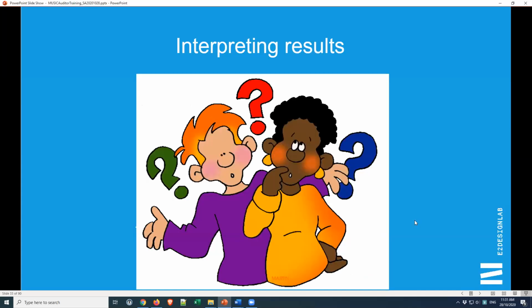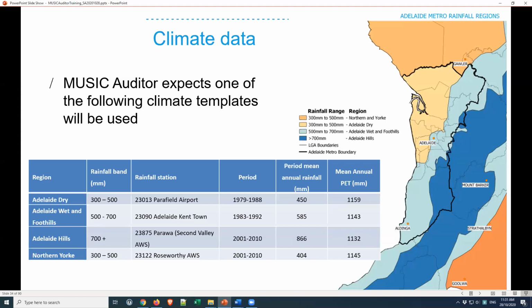Yep, okay. So that's probably a good time to talk about climate data. At the moment, the MUSIC auditor is set up to expect one of four climate templates for use in South Australia. These have been established through the MUSIC guidelines. So what we've done is looked at the rainfall right across the state, and developed four rainfall templates for different areas across the Adelaide metropolitan region that can be used.